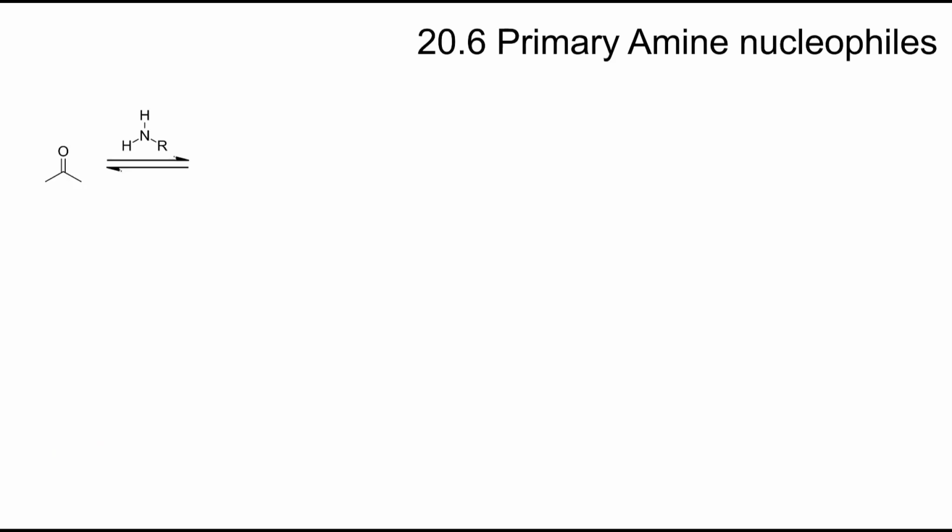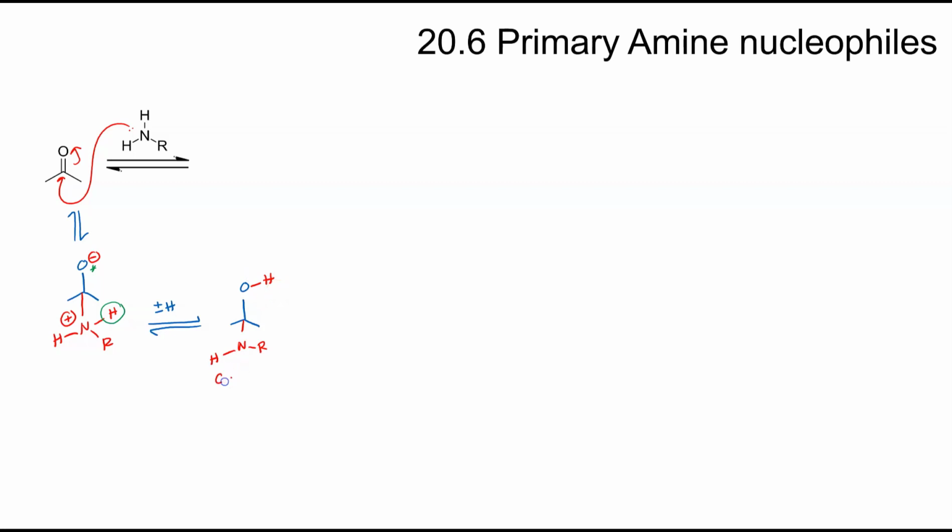We can also use primary amines as nucleophiles to attack carbonyls. The tetrahedral intermediate that forms: nitrogen now is making four bonds, which it doesn't like, and so it will have a positive charge. We can have a proton transfer. One of these hydrogens can get transferred up to the oxygen. And now oxygen is protonated.